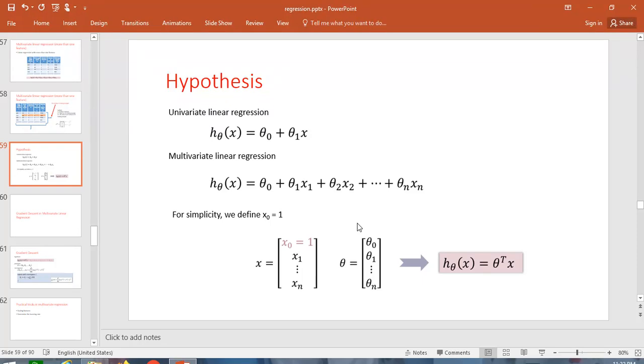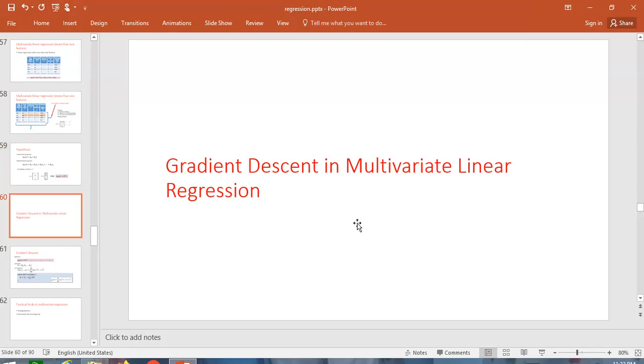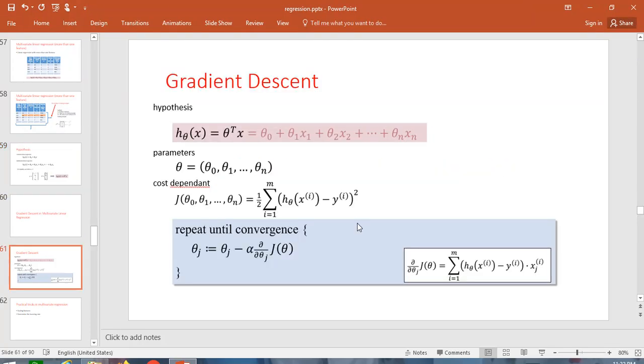For this, we must use the concept of inner multiplication or dot multiplication of vectors. You must be familiar with these concepts from the course of linear algebra. Now we have to minimize the cost function again to reach the best parameters and finally the best hypothesis function.